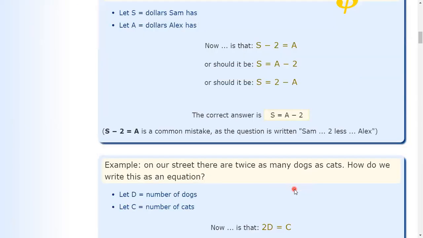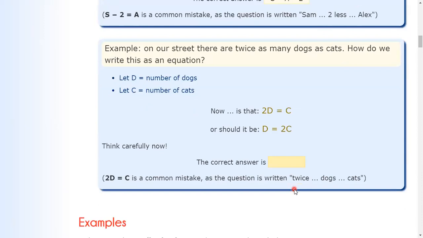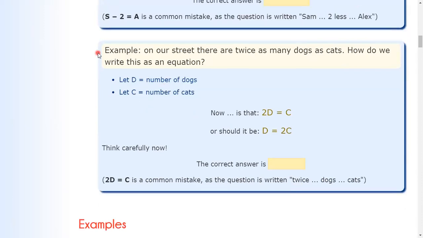One more example. If you can read this one, please read this. Example: on our street there's twice as many dogs as cats. How do we write this as an equation? Let D be the number of dogs, let C be the number of cats. So it is 2C is equal to D, because there are twice as many. D is equal to 2C.